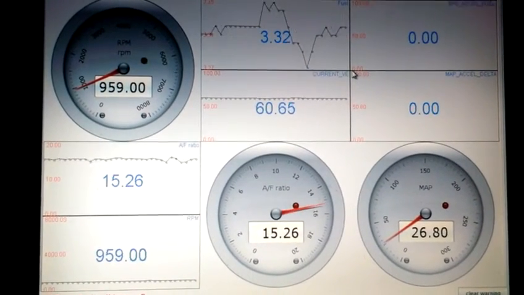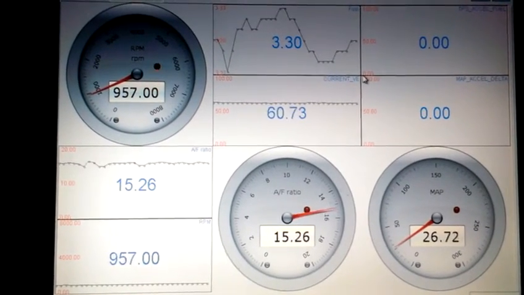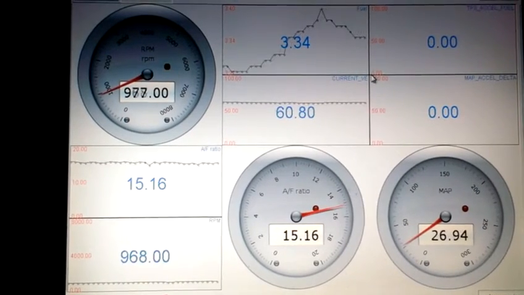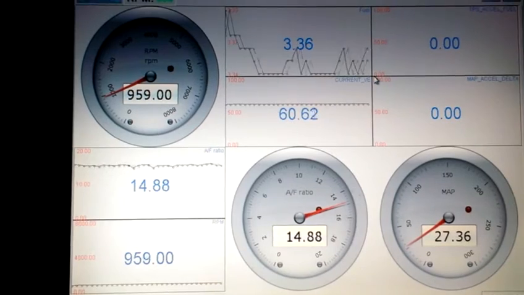I wanna figure out acceleration enrichment. So that's gonna be a reference point. I kinda think I have my idle tuned to some extent. I'm relatively happy with air fuel ratio.